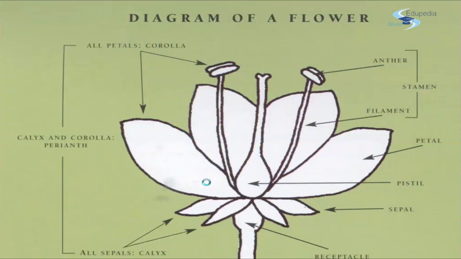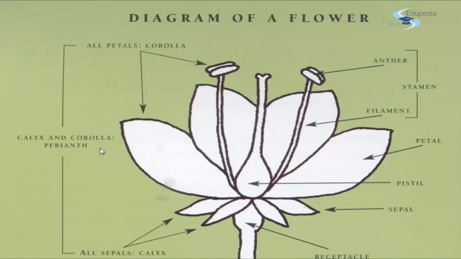This is the typical representation of a flower, in which this is the pistil: ovary, style, and stigma. All three together make the pistil, the female reproductive part of a flower. This is the anther and this is the filament, and together they make the stamen, that is androecium, the male reproductive part. This is a petal, these are sepals, this is the receptacle.